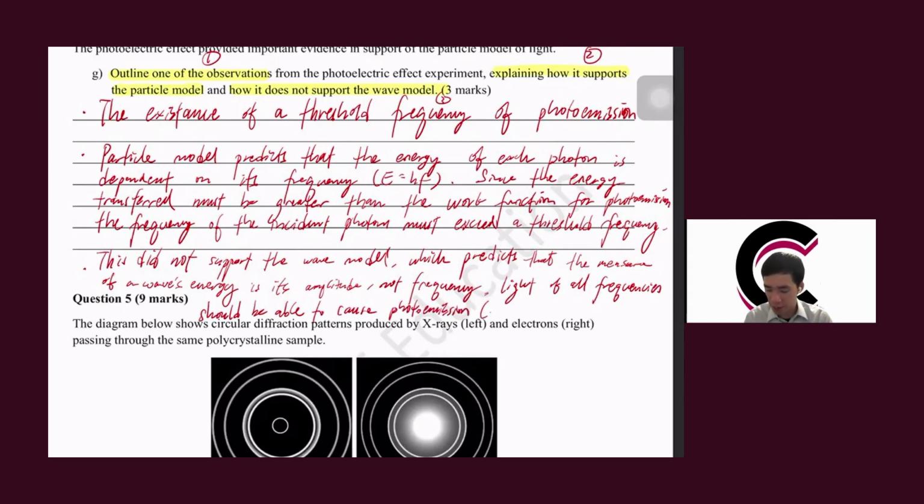And of course, it's given that if the intensity is high enough, so if you shine it for an extensive period of time, that's the wave's prediction. But in reality, nothing like that happens. I want to make this very clear.